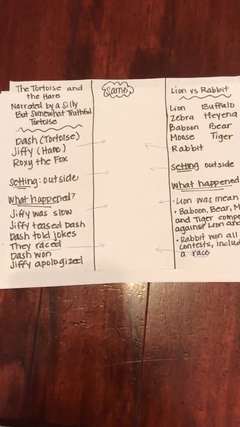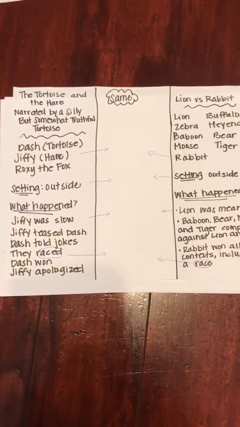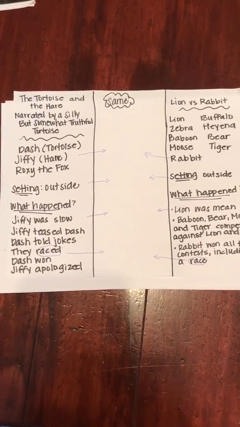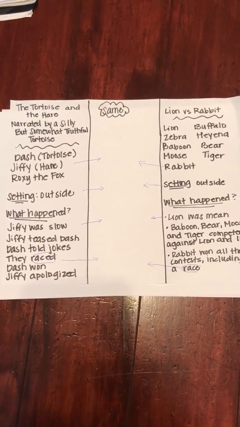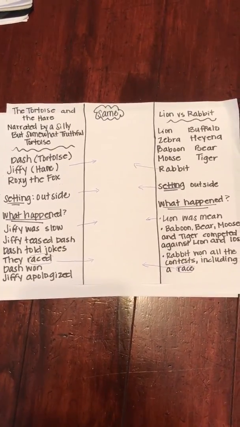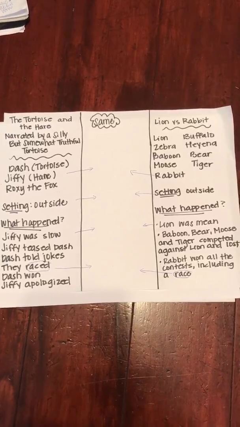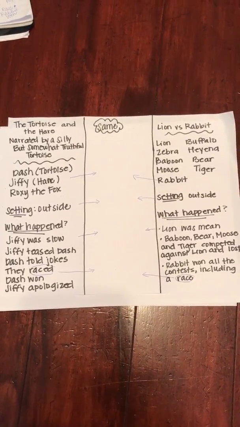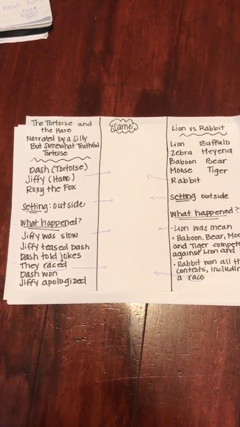So what I want you to do now is I want you to write one sentence telling how these two stories are the same and one sentence to tell how these two stories are different. Your sentences will be comparing and contrasting the two stories. Don't forget, use capital letters, finger spaces, and ending marks. We can't wait to see your sentences.